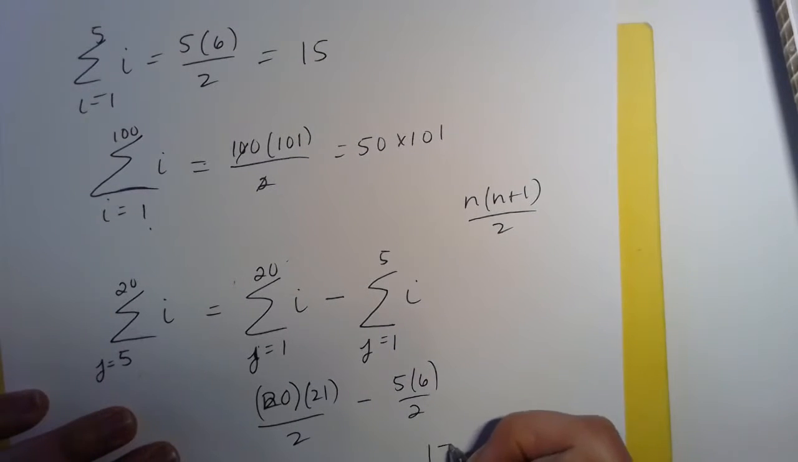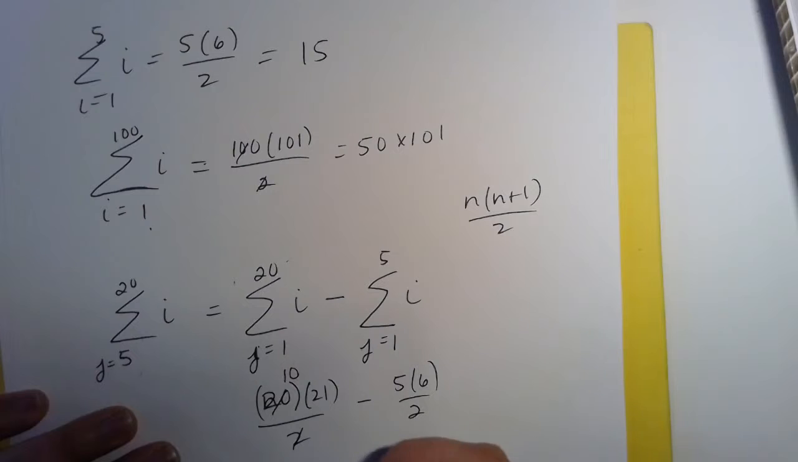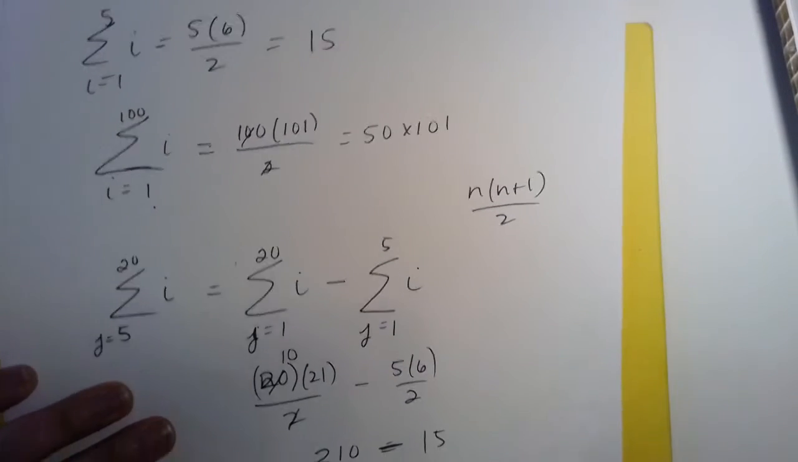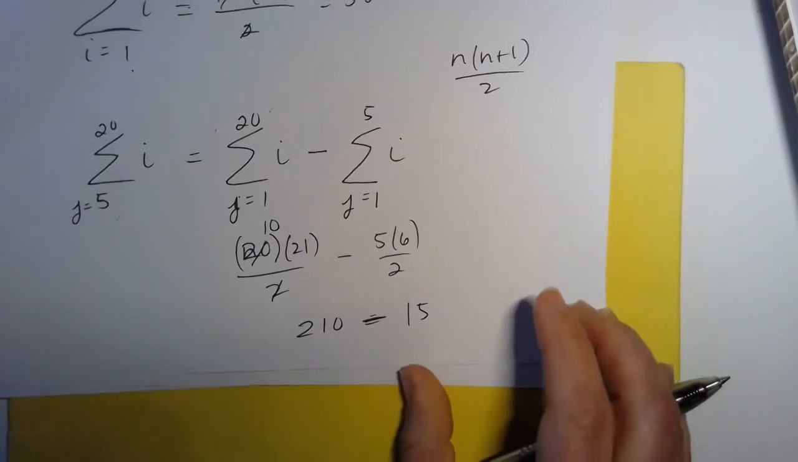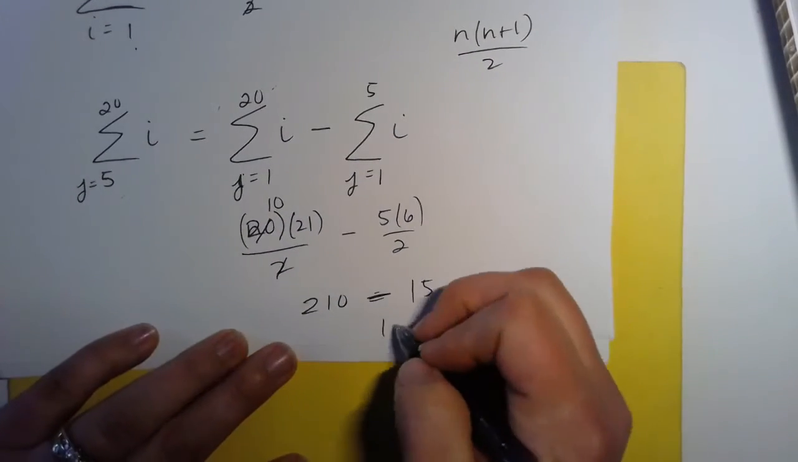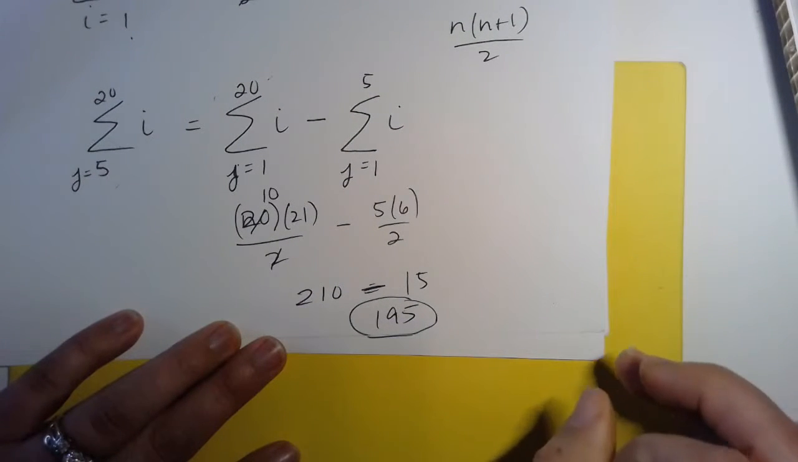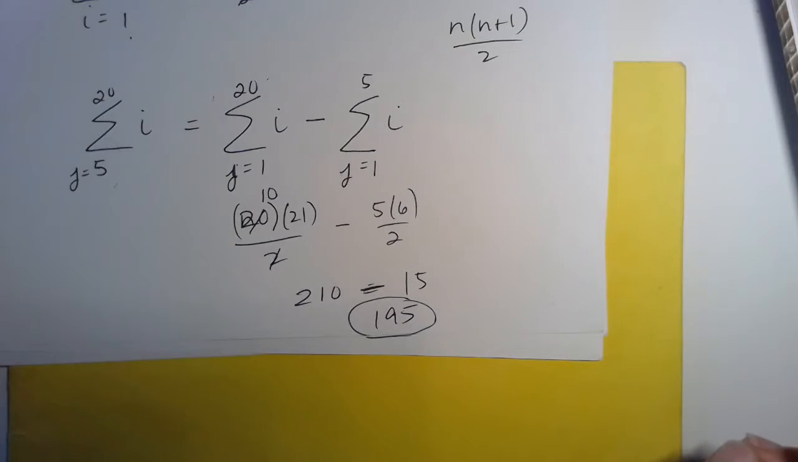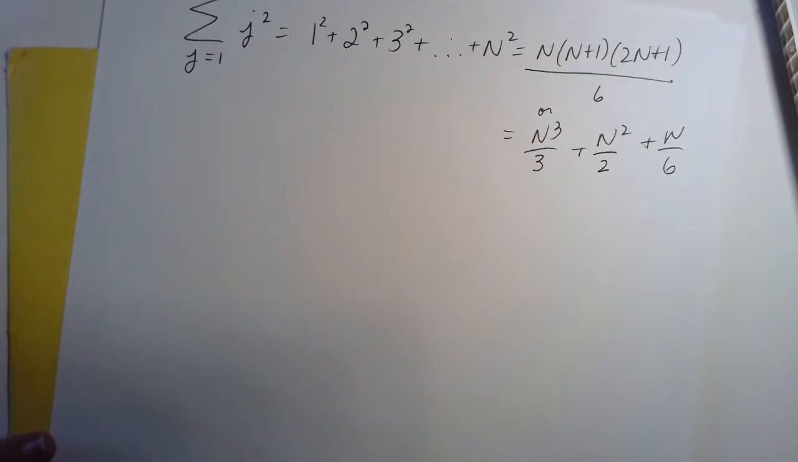Now, we already said this one was 15, so then this one is 10 times 21, which is 210, so then 210 minus 15, there is 195. There, I summed it up. And I didn't have to do 5 plus 6 plus 7 plus 8. All right, so just some ways to use them.